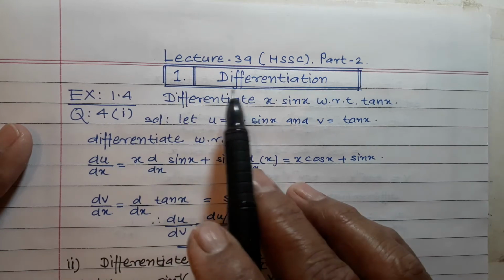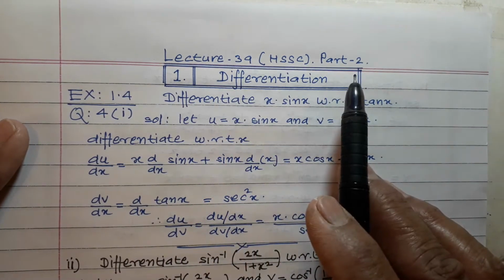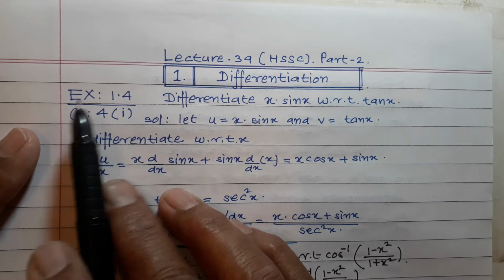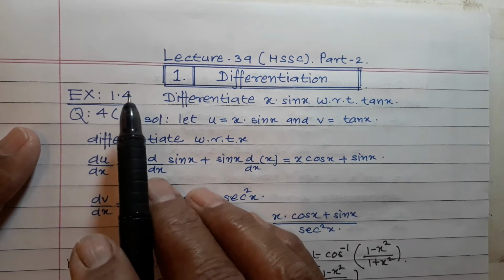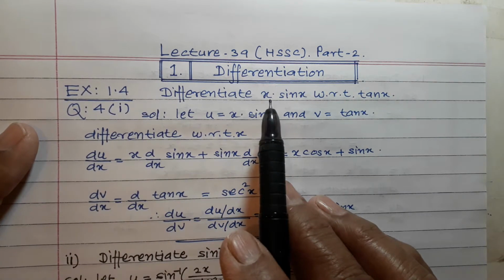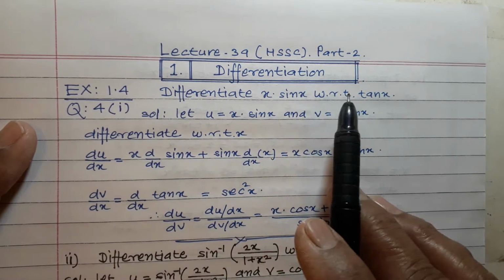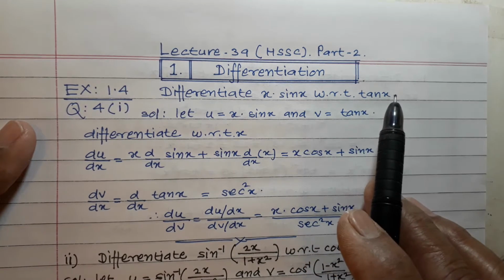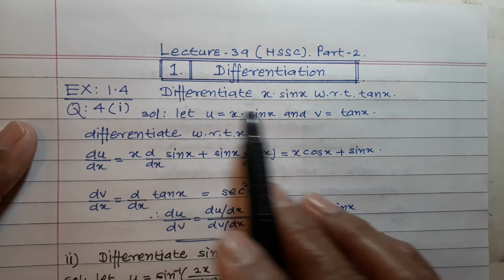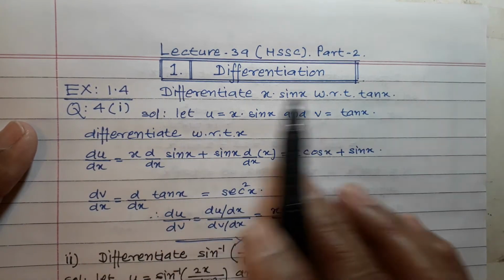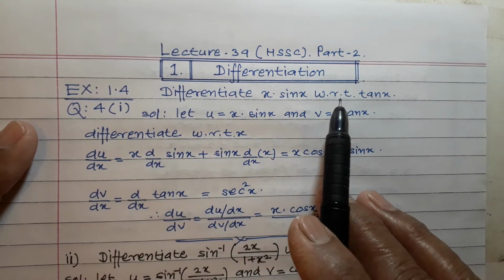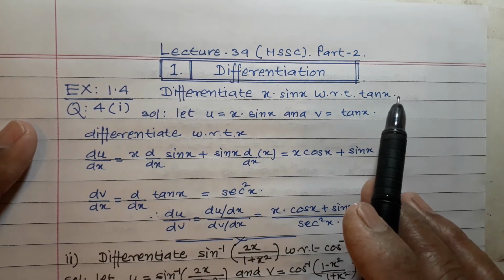Chapter number 1, Differentiation. In this lecture, I am going to explain some examples from exercise 1.4, question number 4, 1. Differentiate x sin x with respect to tan x. Okay, so again, read this question properly. Don't be in a hurry. Differentiate x into sin x with respect to tan x.